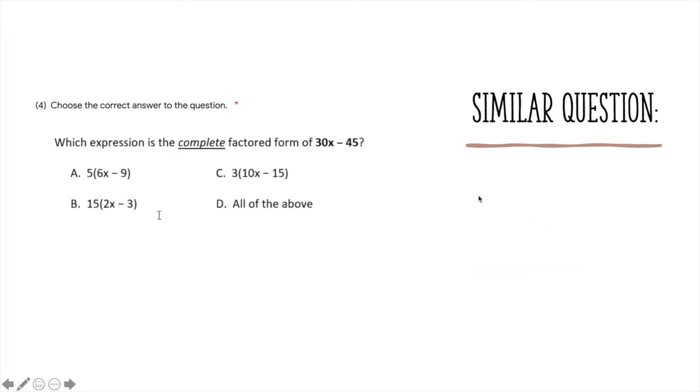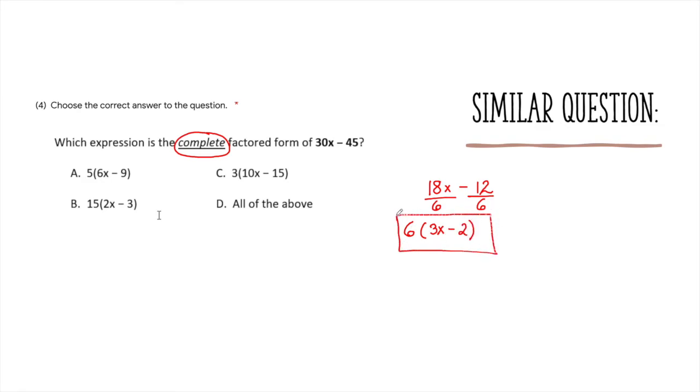Okay, 2 more. What is the complete factored form of 30x minus 45? The reason they say complete is that maybe some of these multiply back to 30x minus 45, but it's not fully factored, meaning using the GCF. So an example, 18x minus 12: if we wanted it completely factored, we would choose the GCF of both numbers, which would be 6, and we'd end up getting 3x minus 2. So this would be a completely factored form.